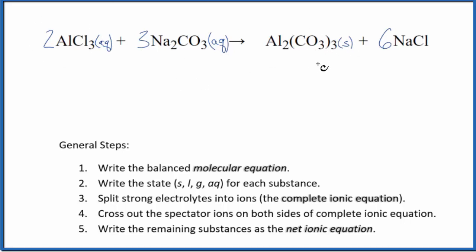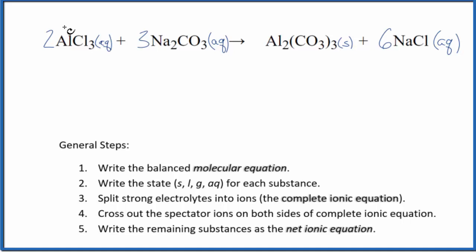These two substances react, we get this solid, it falls to the bottom of the test tube as a precipitate. This is a precipitation reaction. And then sodium chloride, chlorides and sodium compounds are very soluble. So we have our states. Now we can split the strong electrolytes into ions, and that's going to give us the complete ionic equation.